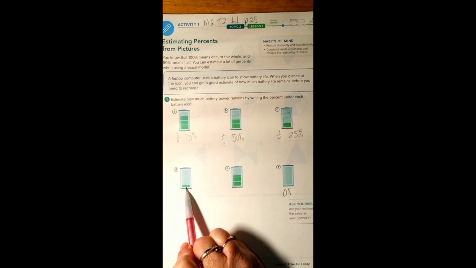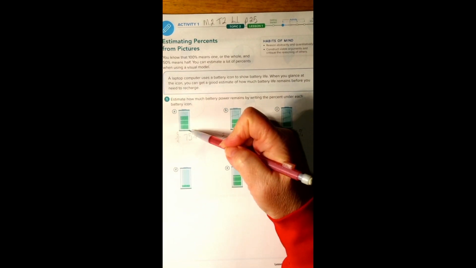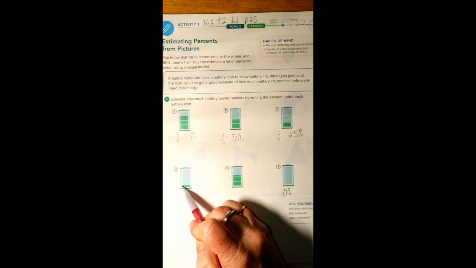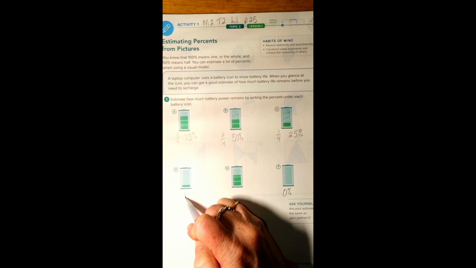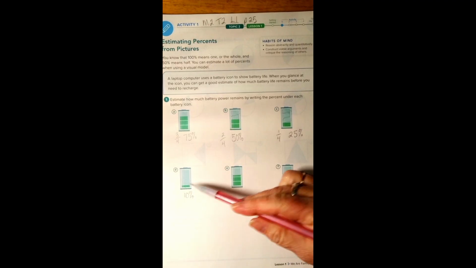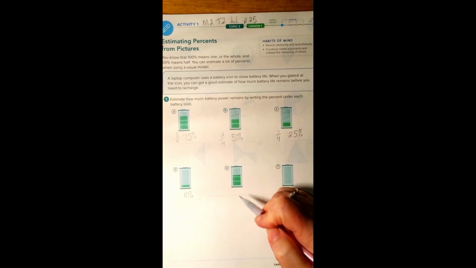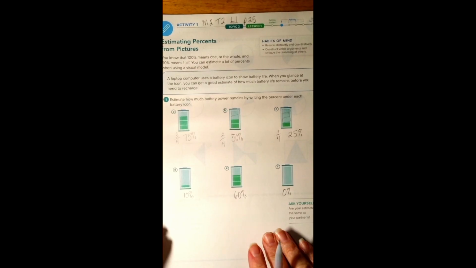D is just a small portion of what's colored in here. I'm guessing I could fit probably 10 of those in here, so that looks like it's at about 10%. Using that thought here, we would have 25%, 50%, and then if that's 10% and that's 10%, we would be looking at 60% for this battery. Okay, hope you did well on that.